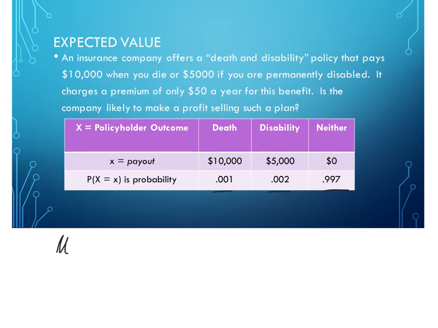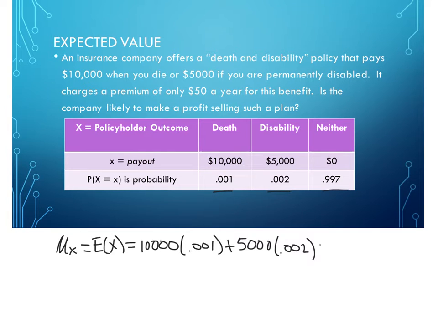So our expected value, or expected earnings, we'll take our 10,000 times 0.001 plus the next, disability, 5,000 times 0.002 plus 0 times 0.997. And then we type that into a calculator exactly like we see, and we do get an expected value of $20. So we can expect they would make a profit of $20 per policy.